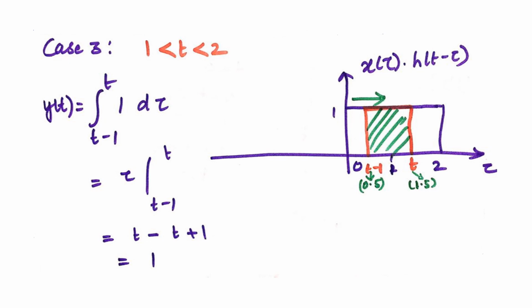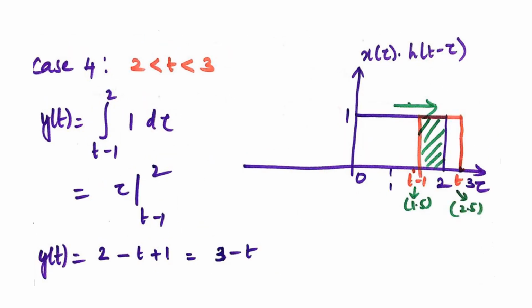Now we will slowly glide it a little more and bring it to 2 to 3. Case 4. Earlier it was between 1 to 2. Now we have brought it to 2 to 3. Now you will observe that this edge T, of the red color pulse, which was our h of t minus tau, we have fixed between 2 and 3. We have glided it a little more. So if this edge happens to be 2.5, between 2 to 3, the other edge, 2.5 minus 1, will be 1.5.